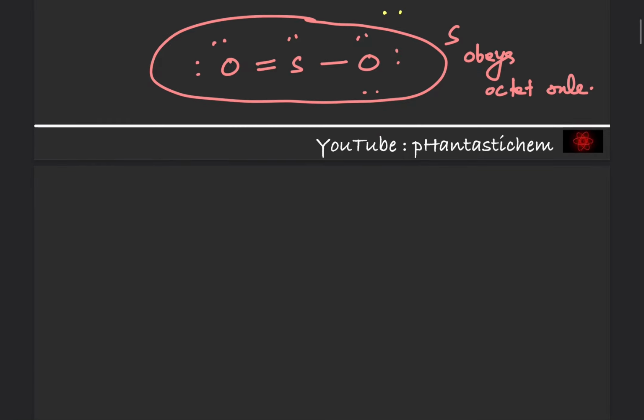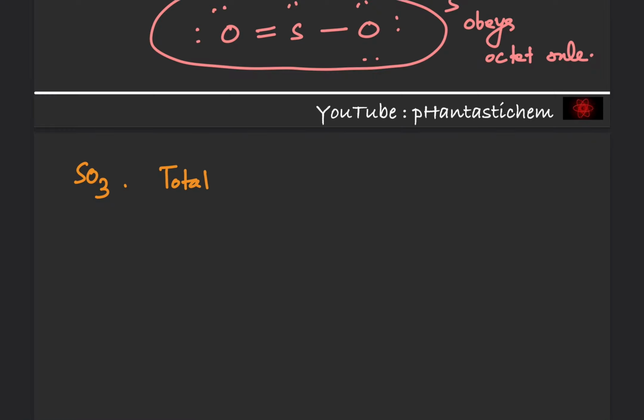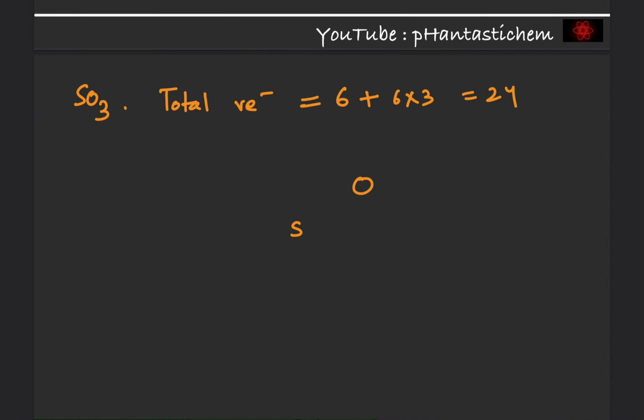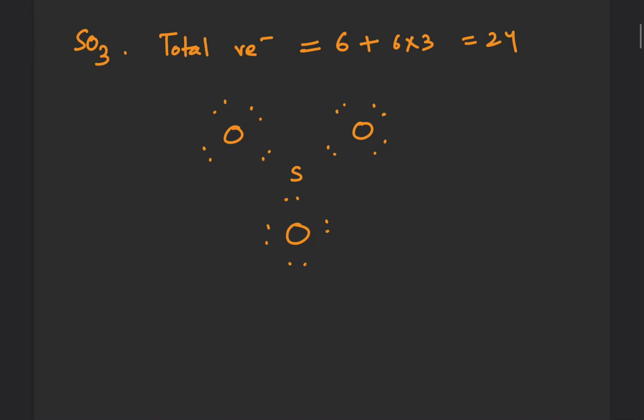Cool. For SO3, the total valence electrons will be 6 for both the atoms. So 6 plus 6 into 3, since there are 3 oxygen atoms, which is equal to 24. So write S and 3 oxygen and distribute minimum 2 between any two atoms, counting up to 24. Okay, so you can see the octet of S is not complete.